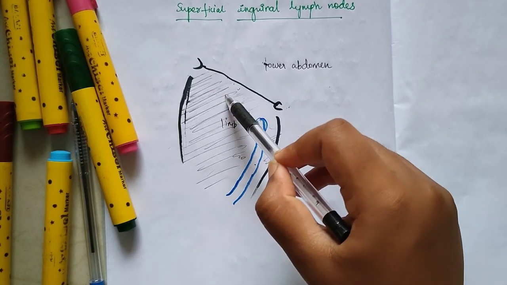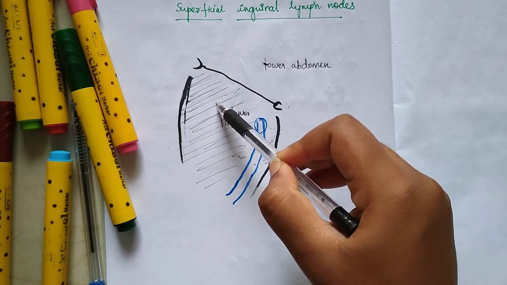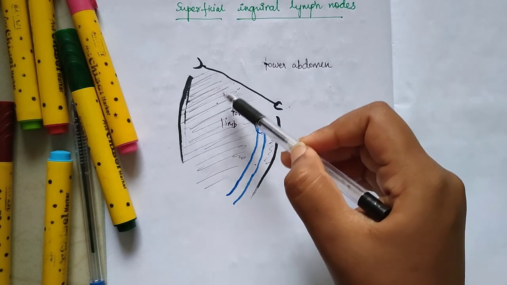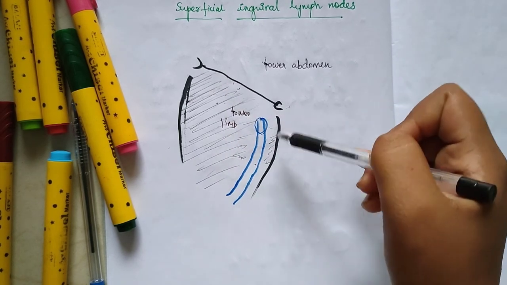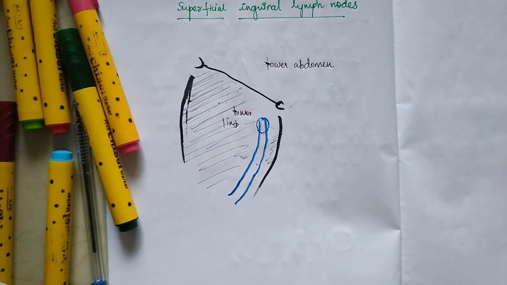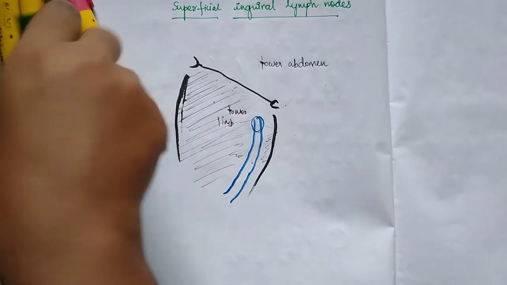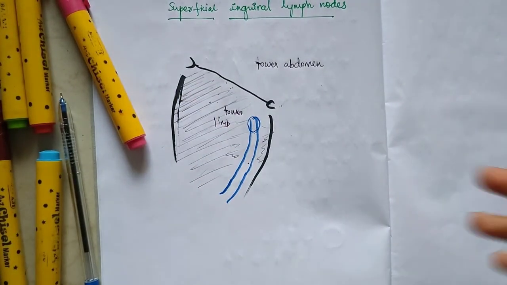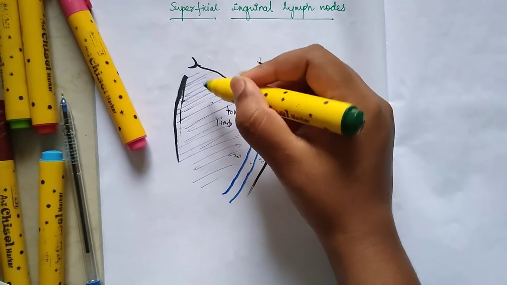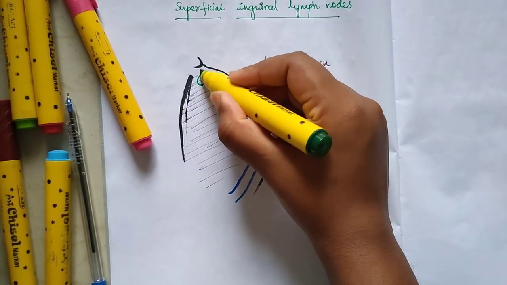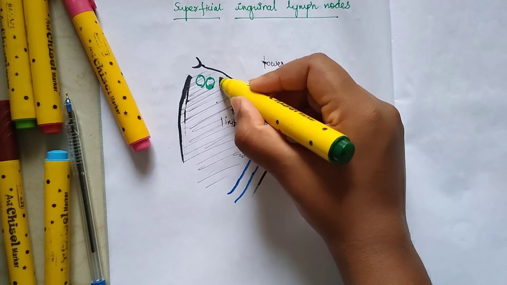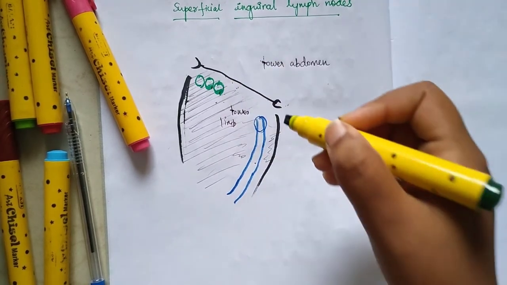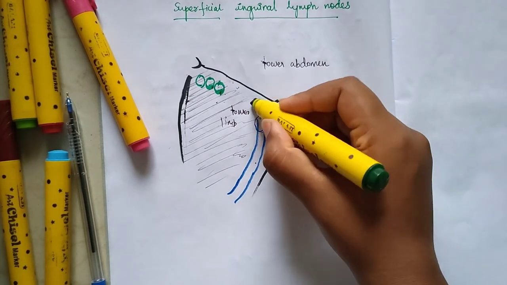It is present just below the inguinal ligament. That's why we call them superficial inguinal lymph nodes. Okay, I mark the lymph nodes in green color. Superficial inguinal lymph nodes are 10 in number.